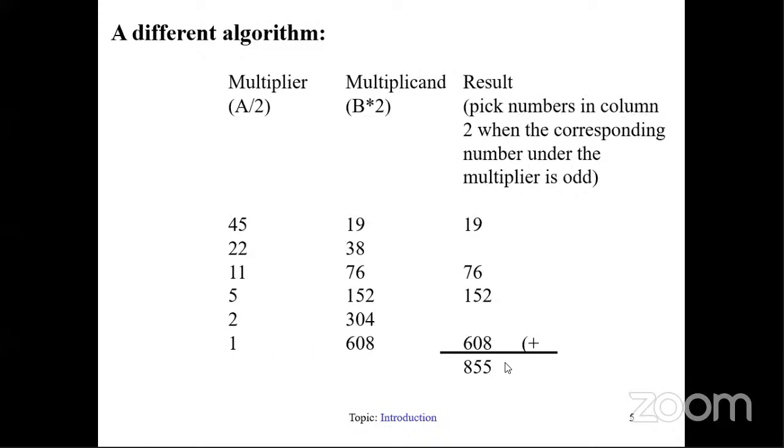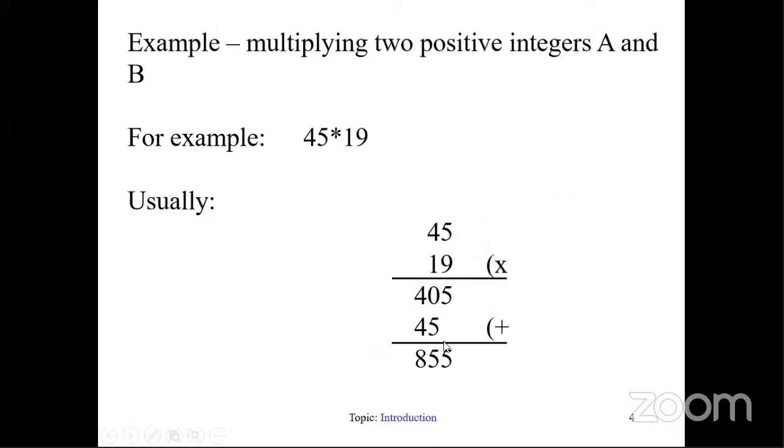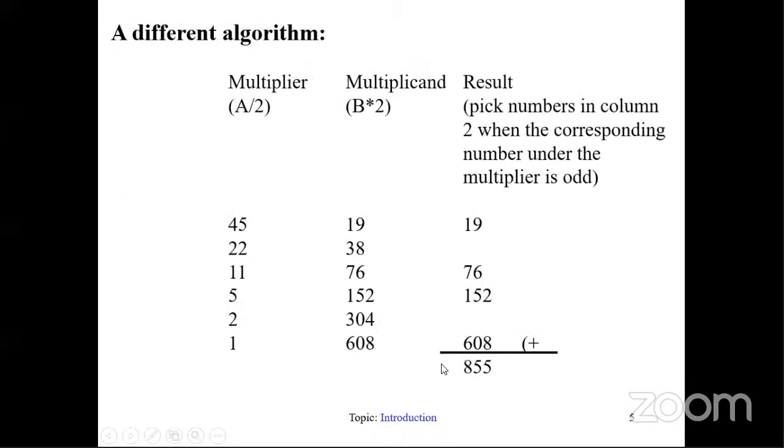Then we add everything. Ladies and gentlemen, you see that your answer is still the same as what you got when you used your conventional operator for multiplication. Your answer is the same when you use the usual operator for the multiplication of 45 by 19.